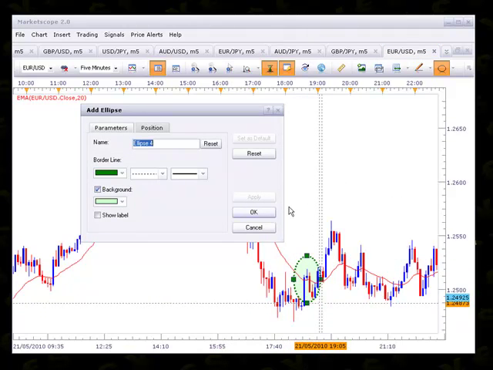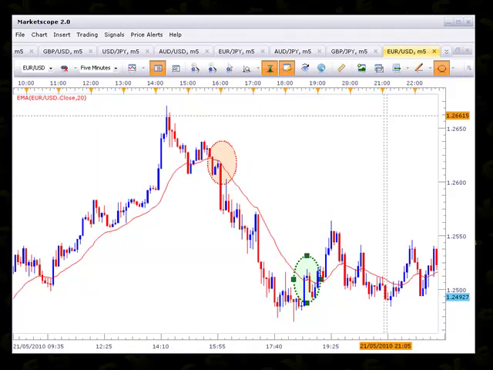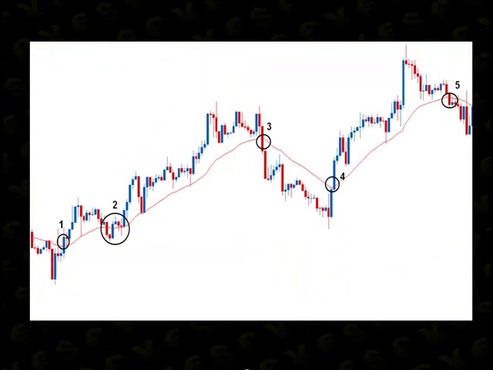In this next part of the module, we're going to discuss trends and trend following. Now, assuming the market will continue in its current direction is called trend following, and is many traders' preferred method of trading, to go with the flow.